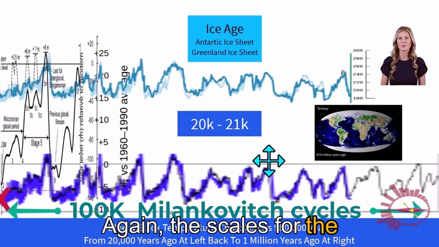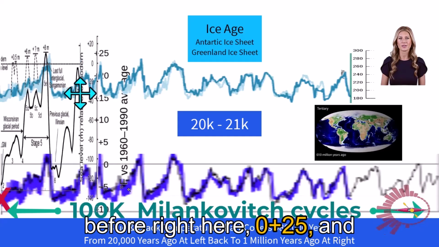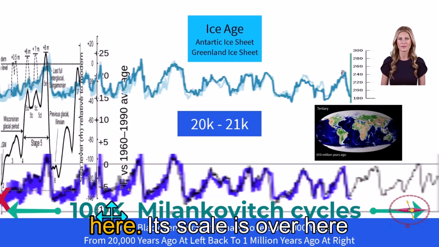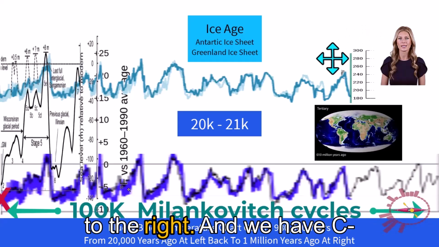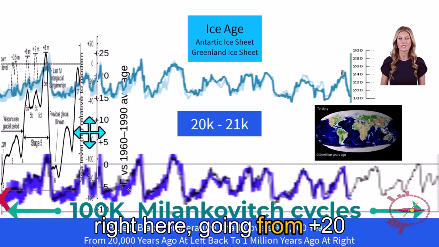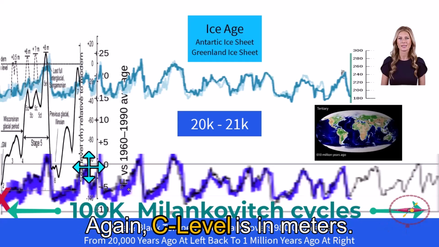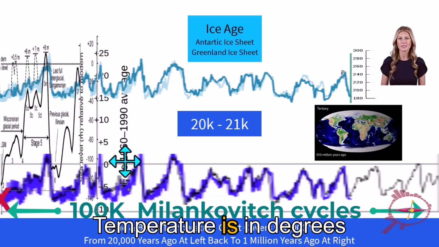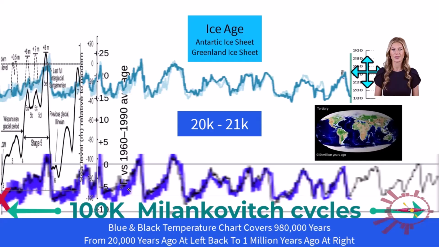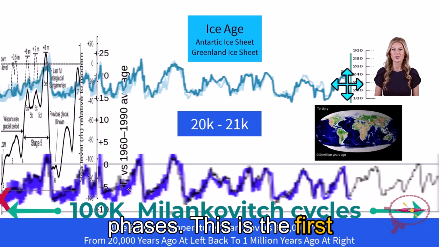Again, the scales for the 3 graphs are different. Temperature is what we had before right here, 0, plus 25, and down to minus 10. We have CO2 here. Its scale is over here to the right, and we have sea level. And sea level scale is right here, going from plus 20 down to 0, down to minus 140. Again, sea level is in meters. Temperature is in degrees Fahrenheit. CO2 is in parts per million. Now, the second panel actually is presented in 2 phases. This is the first phase.